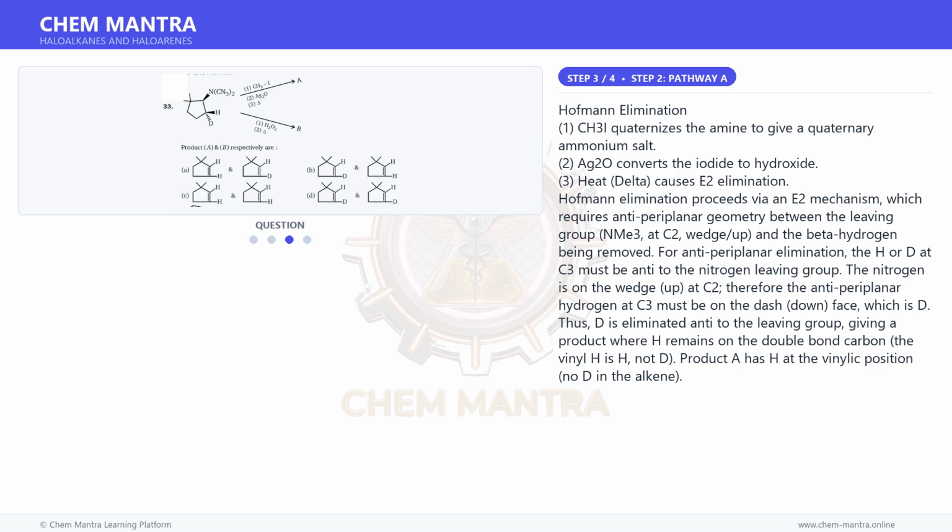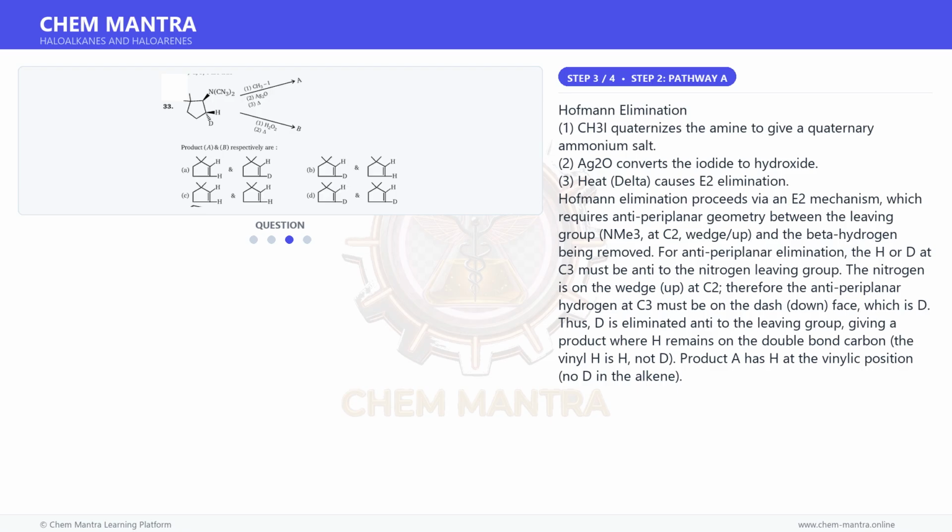Moving on to the next step. Hofmann elimination. 1. CH3I quaternizes the amine to give a quaternary ammonium salt. 2. Ag2O converts the iodide to hydroxide. 3. Heat, delta, causes E2 elimination.